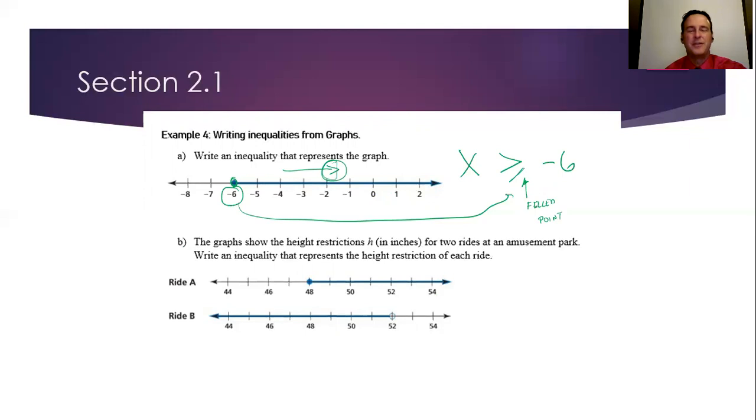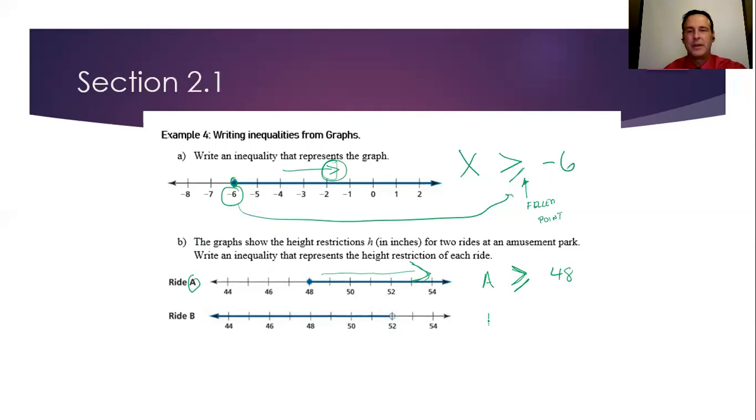All right, this may be our last one. It says the graph shows the height restrictions H for 2 rides at an amusement park. Write an inequality that represents the height of each ride. So for ride A, I'm just going to use A here as a letter because that's what they give me. And 48 is the number I'm going to use. The way it goes is it goes to the right here. It's actually going this way. Here's the arrow that would be on the end of it, so I would write that right here. And I would fill in that circle. That filled-in circle means I have a line underneath, just like I had above.